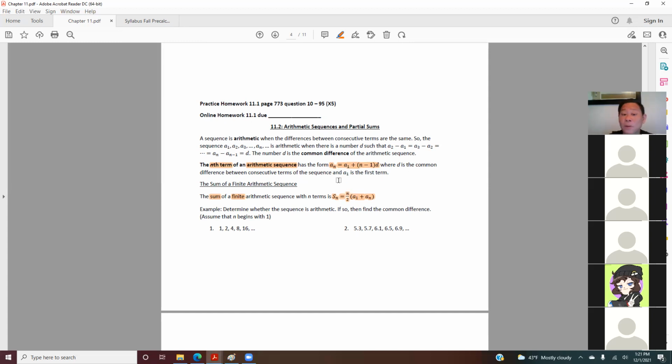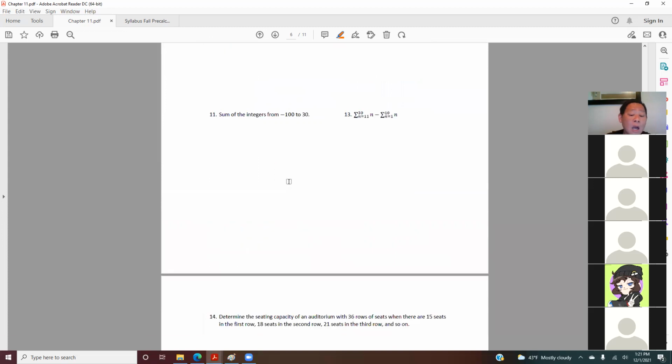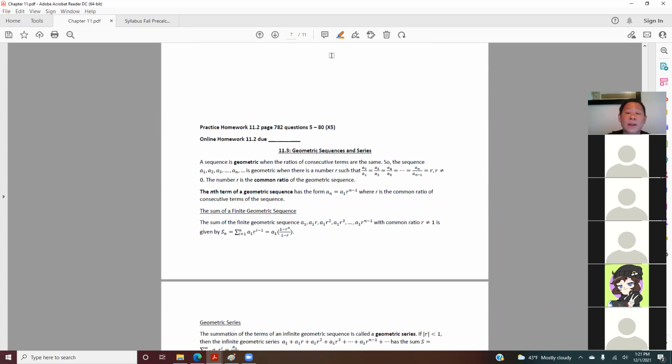So this is the formula for the arithmetic sequence. The formula for the geometric sequence is given by a common ratio. We don't use difference because difference is for arithmetic; ratio is for geometric. So the nth term of a geometric sequence is given by the formula a_n equals a_1 times r to the n minus 1, where r is called the common ratio. How do you find your common ratio? You take the second term divided by the first term. So this is called a common ratio.